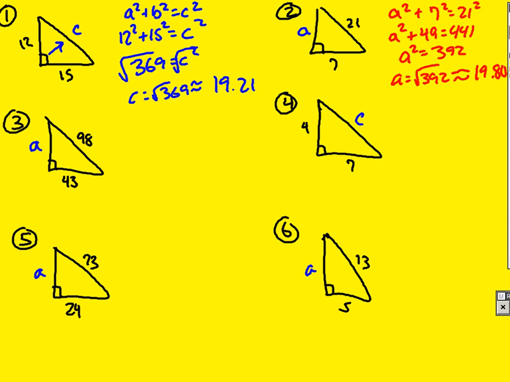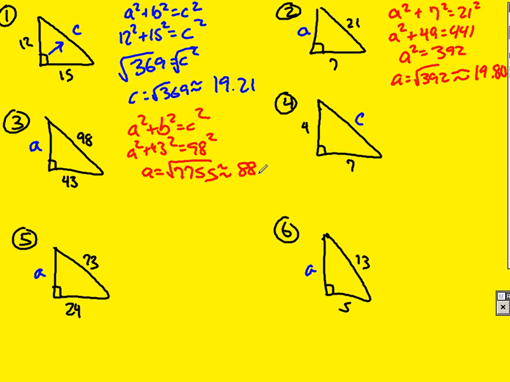Number 3 down here, very similar in setup. I need to know a squared still. I don't know a. B is 43, and C is 98. Square both of those. When I square and then subtract the 43 over, I should get a will equal the square root of 7755, which is approximately 88.06.